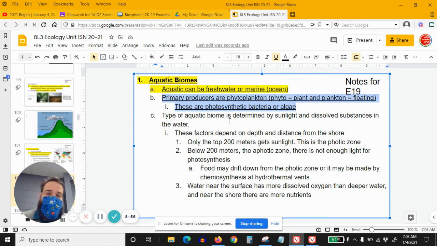What determines the type of aquatic biome is the amount of sunlight and the dissolved substances in the water. So if there's a lot of salt and minerals and stuff dissolved in the water, then you probably have a marine ecosystem, salt water. But if there's not a lot of stuff dissolved in it, then it's probably freshwater.